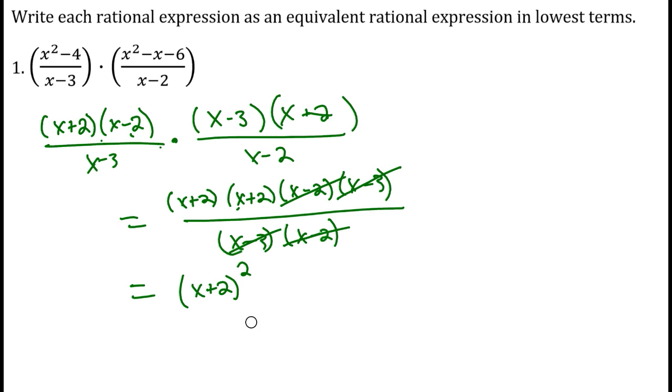You could write it as a trinomial, or leave it as x plus 2 times x plus 2, but x plus 2 squared is the equivalent expression in lowest terms. Notice it didn't ask us to, but we should always keep in mind that x cannot equal 3 and x cannot equal 2, because that's when these two expressions are undefined.